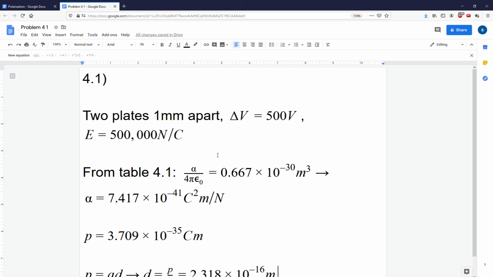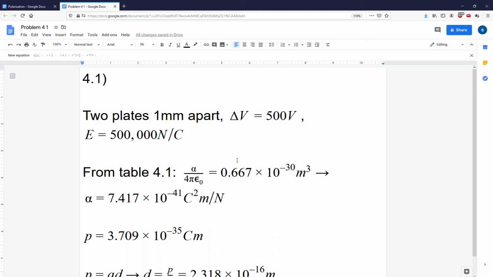Next, to find the polarization, or the dipole moment, let's look at table 4.1. There we can see that the atomic polarizability of hydrogen is 0.667. In the footnote to that table, it says that polarizability is alpha divided by 4 pi epsilon naught in units of 10 to the negative 30th meters cubed, which means we can say that alpha over 4 pi epsilon naught is 0.667 times 10 to the negative 30th meters cubed.